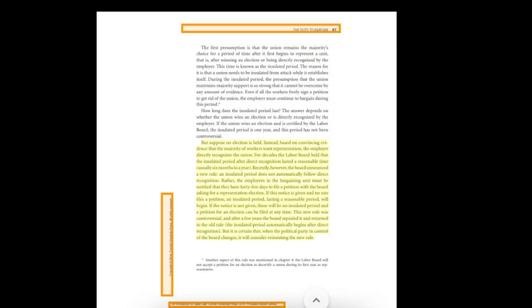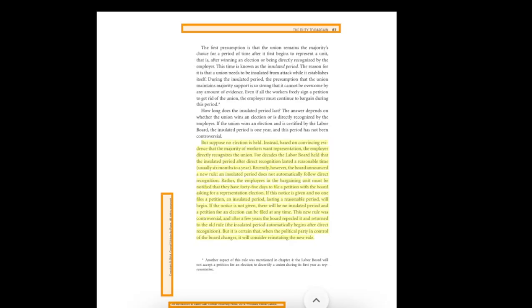Instead, based on convincing evidence that the majority of workers want representation, the employer directly recognizes the union. For decades, the Labor Board held that the insulated period after direct recognition lasted a reasonable time, usually 6 months to a year. Recently, however, the board announced a new rule. An insulated period does not automatically follow direct recognition.